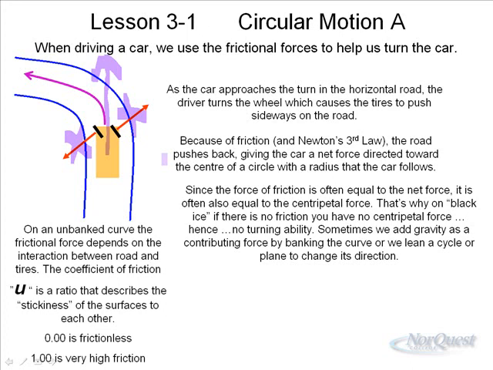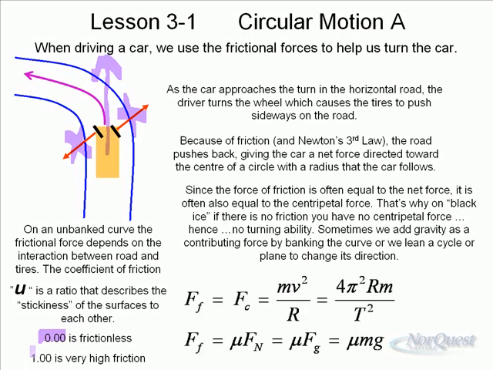On an unbanked curve, the frictional force depends on the interaction between road and tires. There is something called the coefficient of friction, which is a ratio that describes the stickiness of the two surfaces. If there's black ice, there's not much stickiness, and so the coefficient is close to zero. If it's really, really sticky, all right, and you could think of sliding on a cinder track, that would be very high friction, and of course might be something close to 1.0. All right, that's very high friction. And so we don't worry too much about the coefficient of friction in Physics 30, but you may run into questions that describe it.